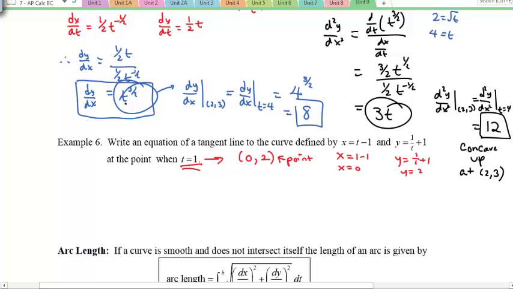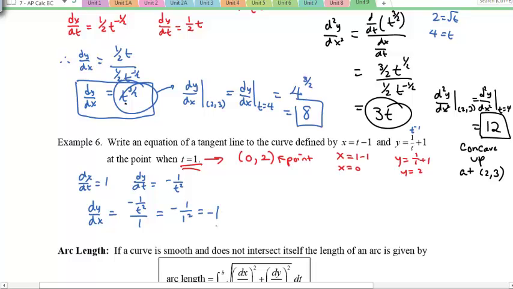And so now let's go ahead and find dy/dx. dx/dt just equals 1. dy/dt, what's t? Negative 1 over t squared. Plugging in at 1, you'll see that dy/dx equals dy/dt over 1, or in this case, just negative 1 over 1 squared, or negative 1.